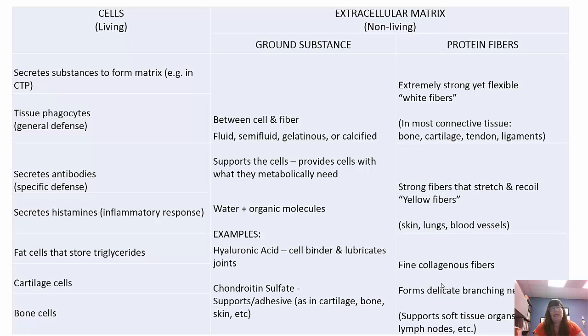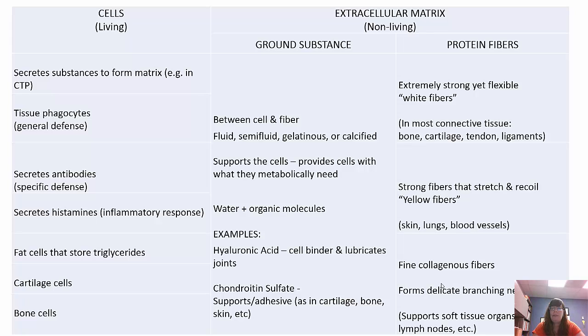So with those different types of cells, you have certain substances, ground substances, and protein fibers. So with phagocytes, you're going to have them between the cells and the fibers. So you'll have kind of different ground substances depending which type of specific connective tissue they're in. You have fluid, semi-fluid, gelatinous, calcified. Antibodies provide the cells with what they need, metabolically speaking, for the ground substance.